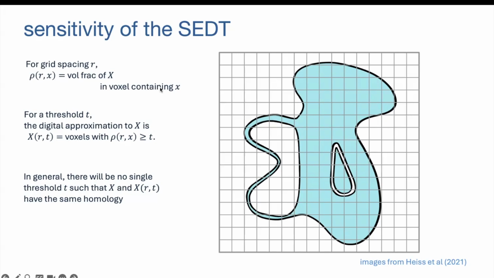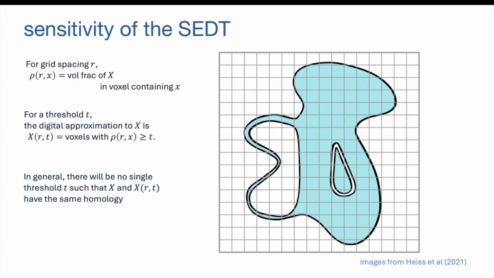And so this is my model here, rho. So rho at resolution R and location X is the volume fraction of my solid object in that voxel. And then my digital approximation to this ground truth object is going to be a threshold on that density function, okay?